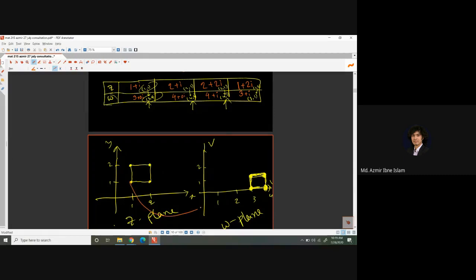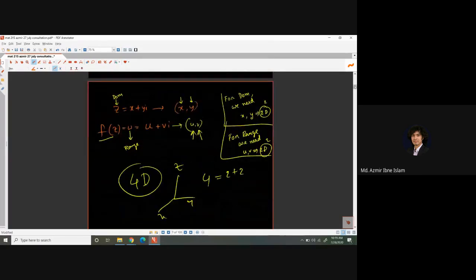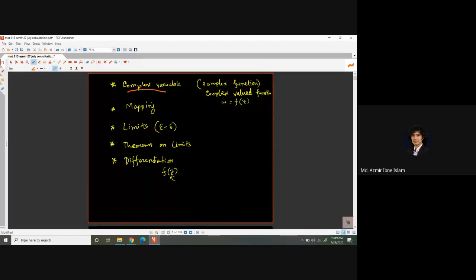So this point is mapping to this one, this point is mapping to this. Similarly, the 2, 2 point is mapping to the 4, 1 point, the 1, 2 point is mapping to the 3, 1 point. So this is how we can represent a complex valued function. This is about complex valued functions and mapping, but still we have to know elaborately about the mapping part.